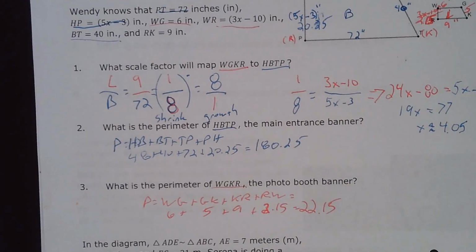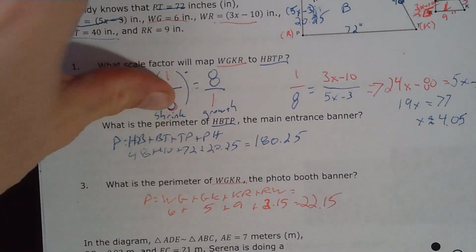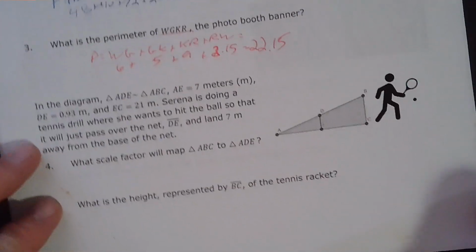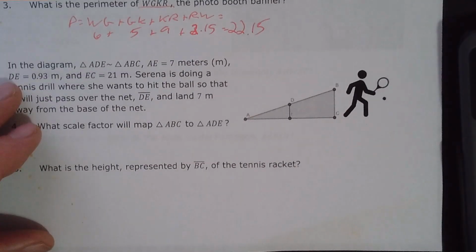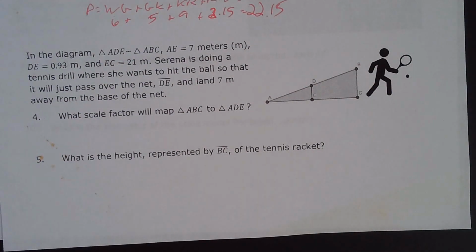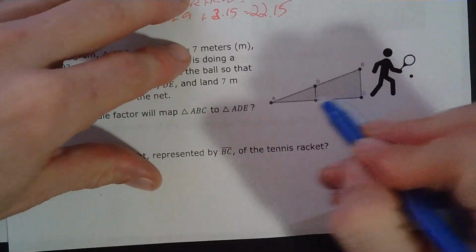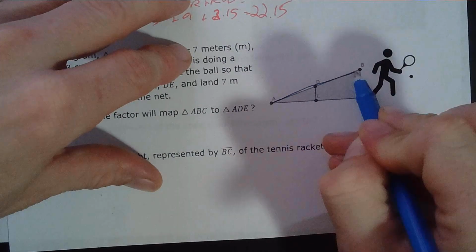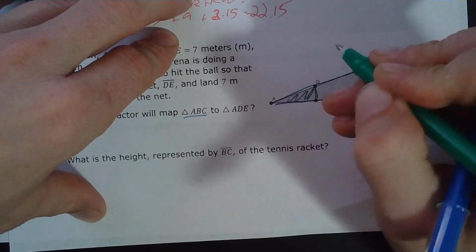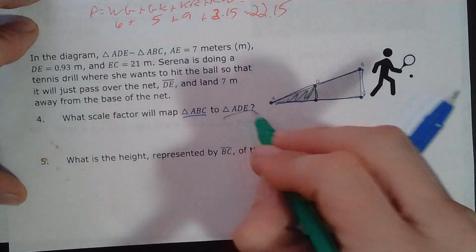Alright, now I'll go on to this next one here. Okay, we got ABC congruent to ADE. So the big triangle is ABC. That's the big one. The little one will be ADE. Okay, that's the little one.